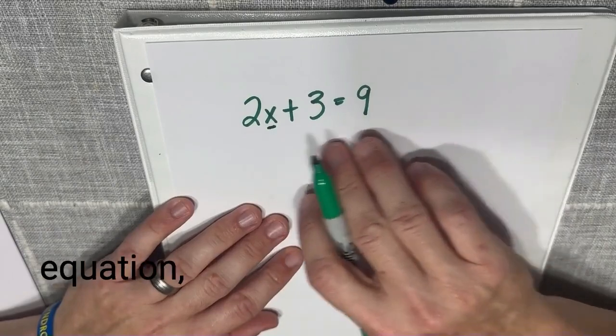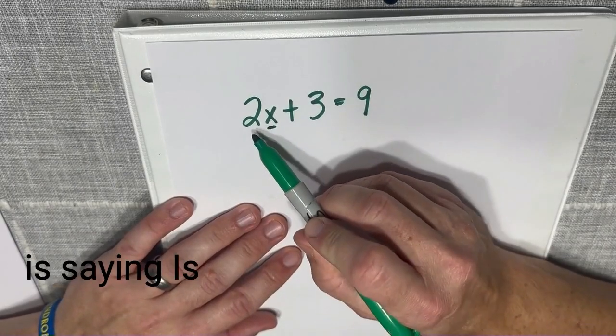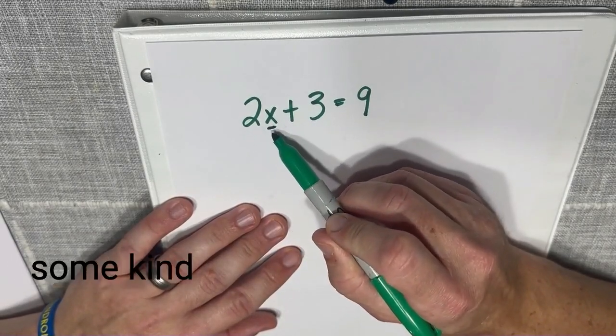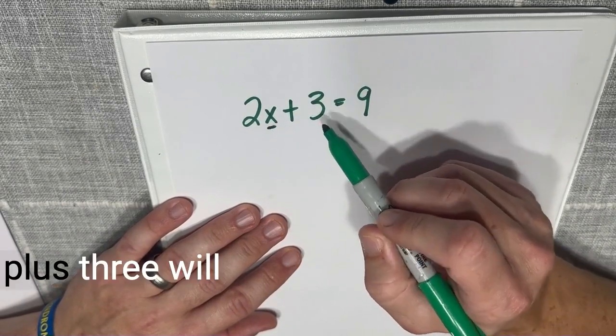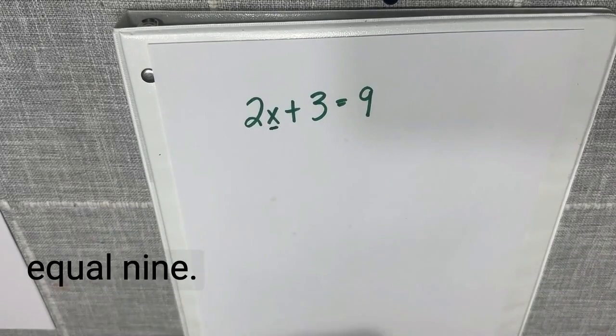So when we read this equation, what it really is saying is 2 times some kind of number. We don't know what that number is. 2 times some kind of number plus 3 will equal 9.